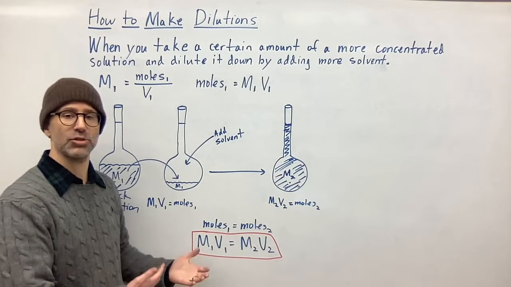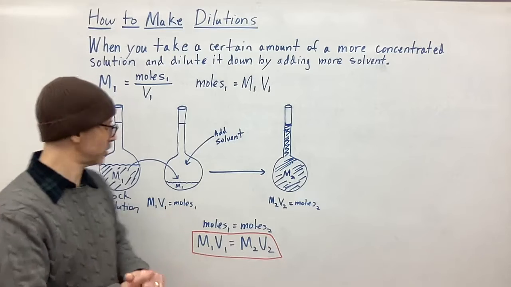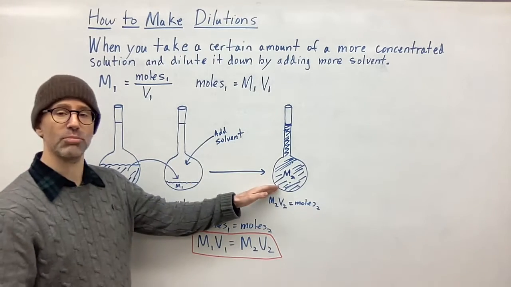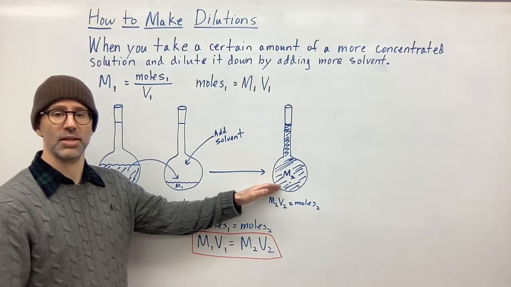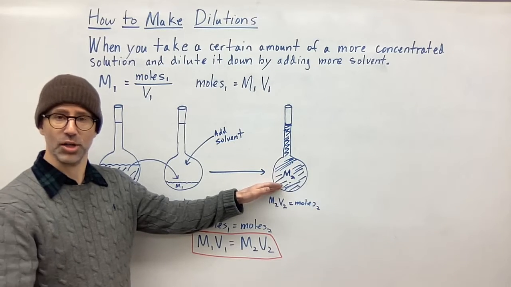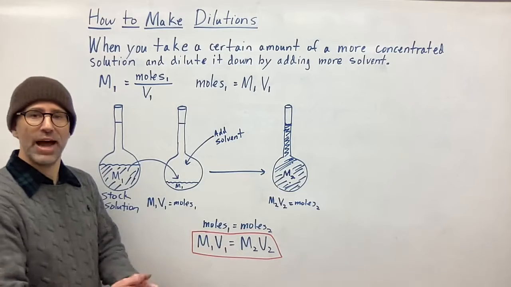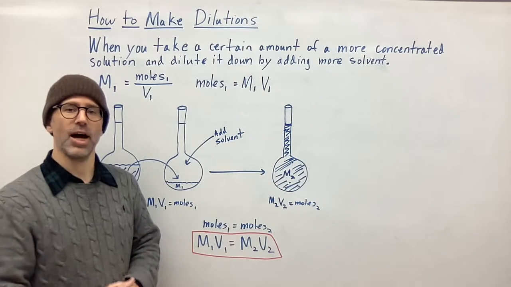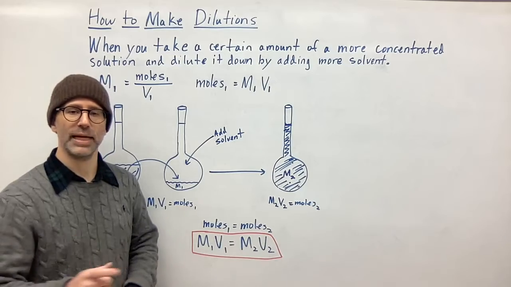We can figure out concentrations. We can figure out how much of a stock solution I need in order to make a certain volume at a certain molarity that I want to use for other purposes. Okay, so that is how you make dilutions. Now I'm going to go over a couple of practice problems, so stay tuned.